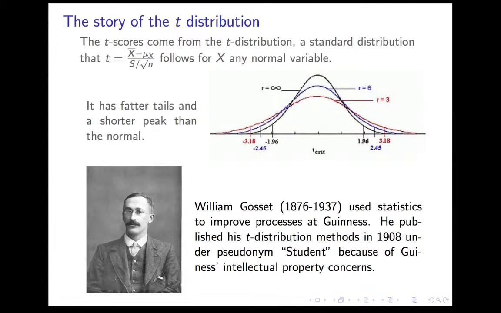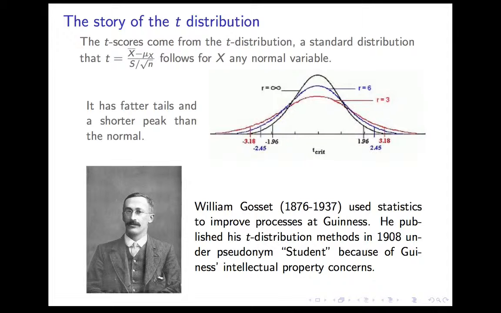I have to tell you the story of where the t distribution came from, because it's a great story with two ingredients: secret identity and beer. The inventor of the t distribution is William Gosset, or discoverer if you like. He worked at Guinness, the beer company, and he was doing what we in modern terms would call quality control.